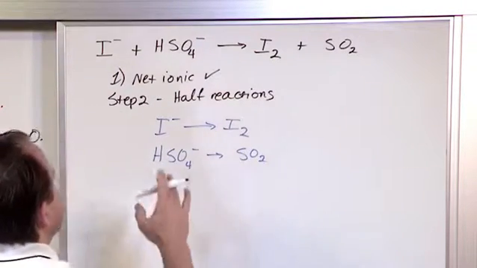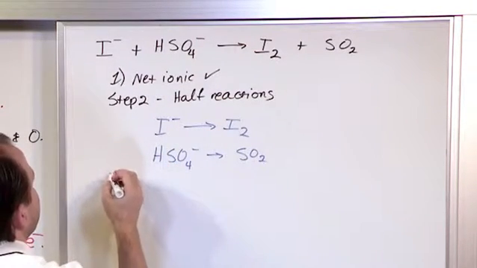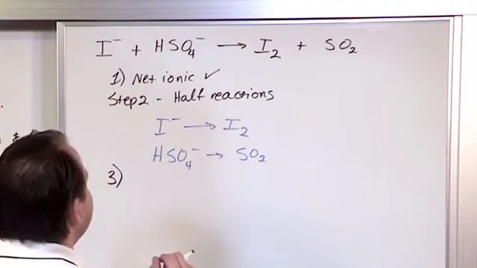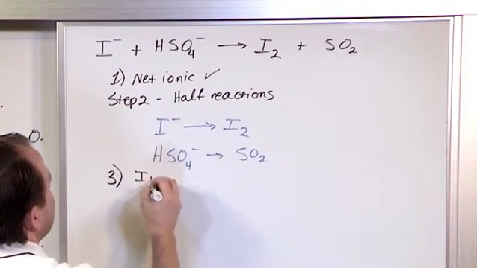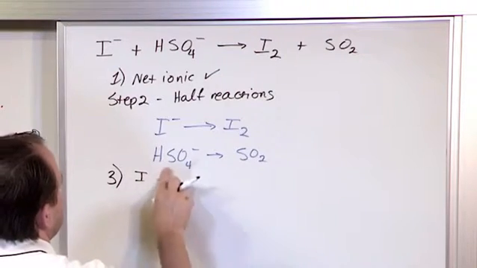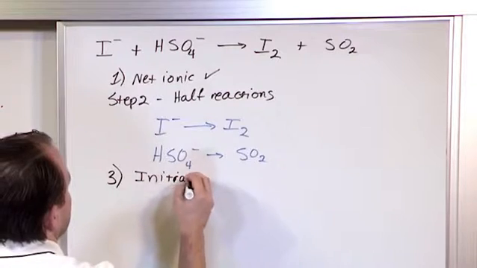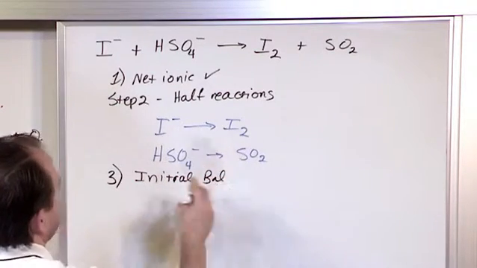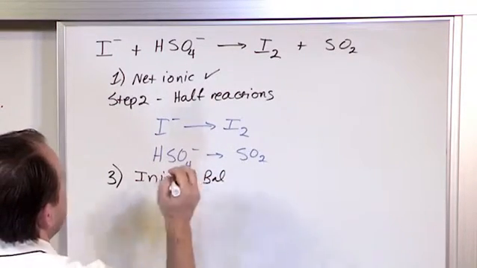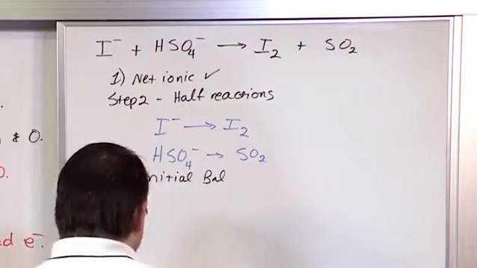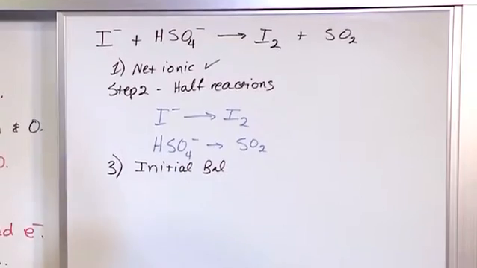Step three is to balance everything except for hydrogen and oxygen. So I'm going to call this initial balance. You can call it whatever you want. This is just shorthand for me when I'm looking back through my work to know what did I do here. Initial balance, you could write balance everything but hydrogen and oxygen, so whatever you want to do.